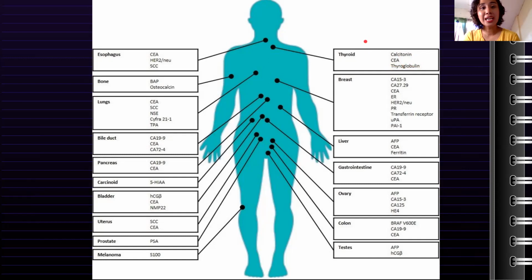So, class, these are your tumor markers, your antigens. They could be detected using immunohistochemistry stain.